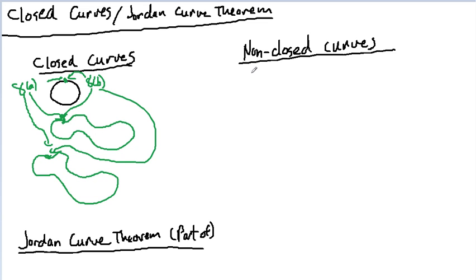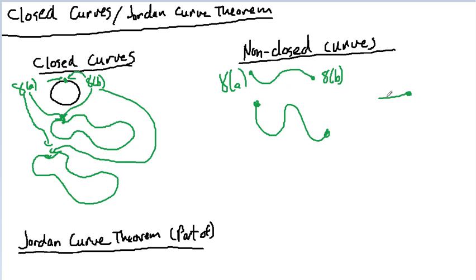A non-closed curve might look like this, where here's gamma B and here's gamma A way over there. They're not the same thing. Another example of a non-closed curve might be like this. Another example might just be a line segment. Another example might be a circle where you don't quite meet up, right? So I don't know. Closed curves are essentially loops.